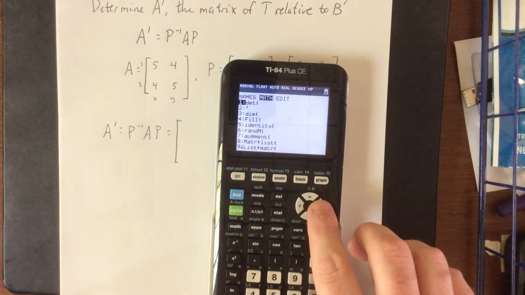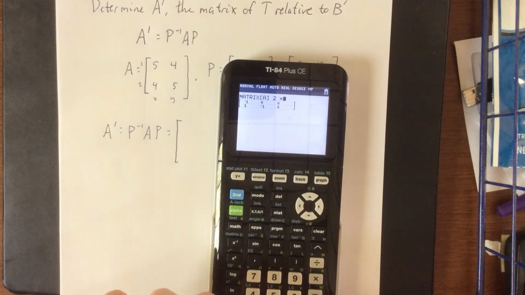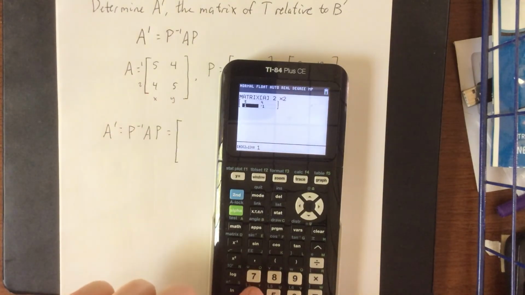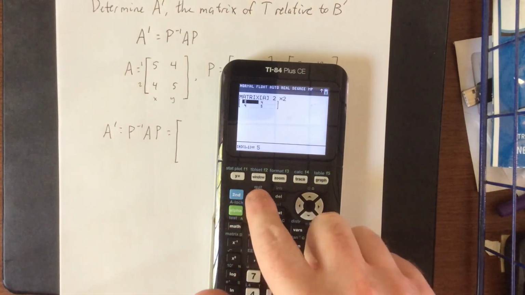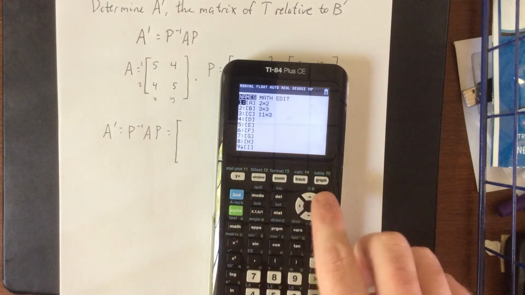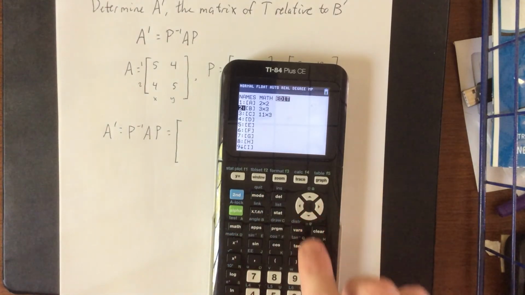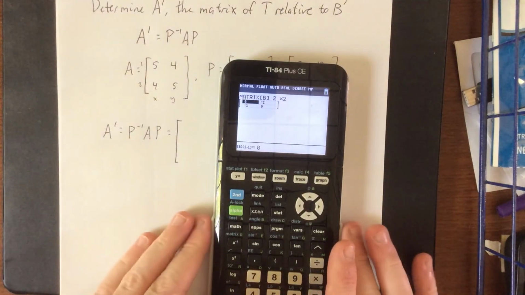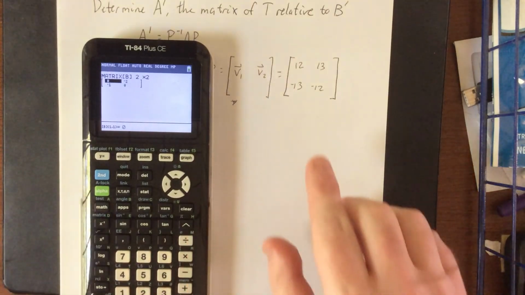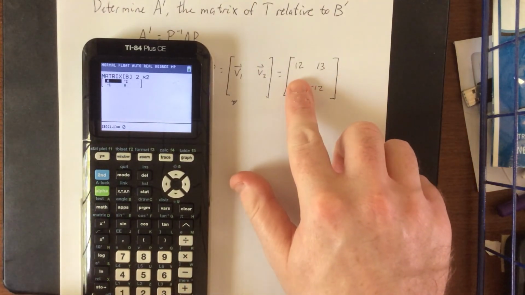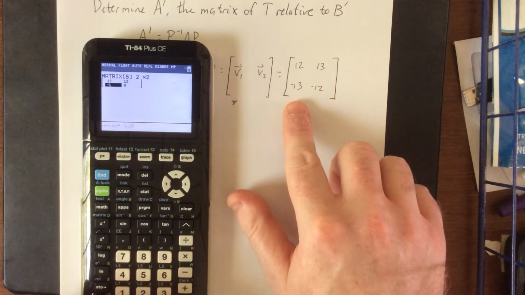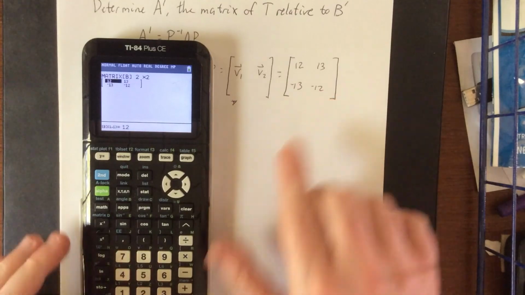From the matrix menu, I'm going to edit matrix A, and A in the calculator is the same as A on my paper. So it'll be 5, 4, 4, 5 for the components. We'll quit out of this menu, then re-enter the matrix menu, and this time edit matrix B. B in my calculator is going to be P on my paper. That's going to be 12, 13 for the first row, -13, -12 for the second row.